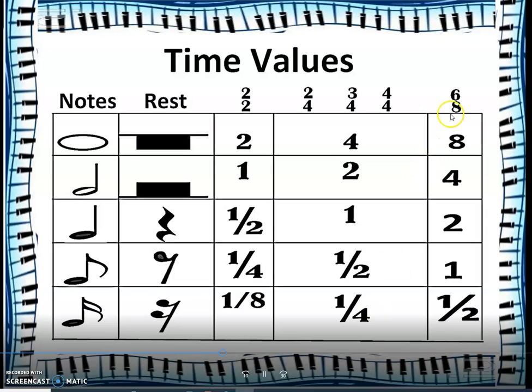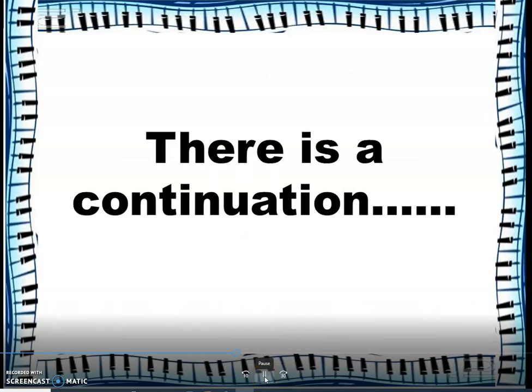Now the next one is 6-8. What is the bottom number? The bottom number here is 8. And what note represents 8? It is the 8th note, which receives 1 beat. If the 8th note receives 1 beat, the quarter note will receive 2 beats, the half note will receive 4 beats, and the whole note will receive 8 beats. And the last one is the 16th note, which will receive 1/2 beat. That is how it is to be counted. And these are the time values.